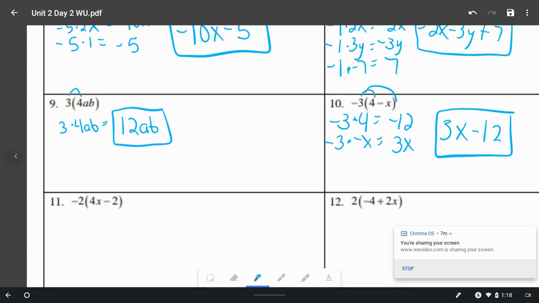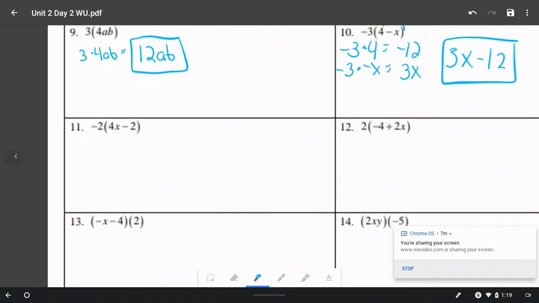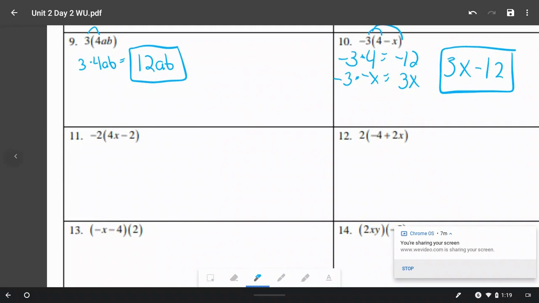So why don't you guys try the next 4 on your own and see if you can do them. So pause the video right now, and then you try 11 through 14, and then after you do it, unpause it and see if you get the same thing that I got.